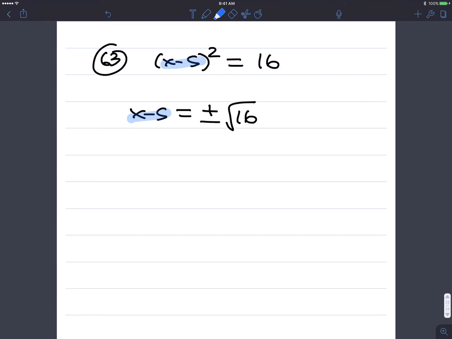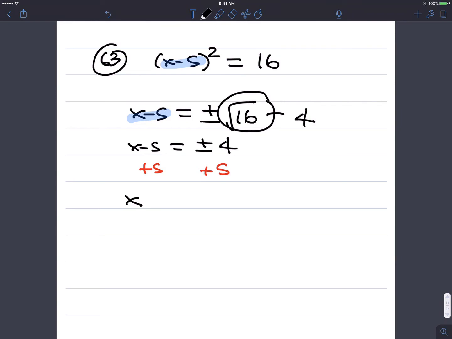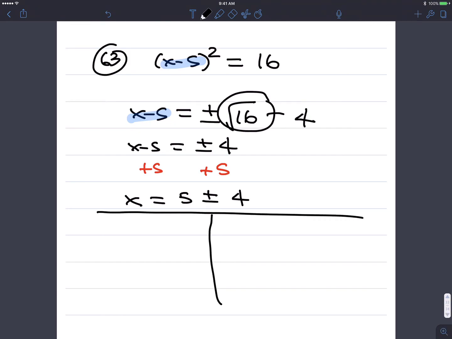Okay, we're going to emphasize that. That's what's in the triangle. Now notice, x minus 5 then becomes plus or minus 4 because the square root of 16 is 4. This number is 4. We're solving for x. Add 5 to both sides, and on the left, you get x equals 5 plus or minus 4. Two situations. X is 5 plus 4, or x is 5 minus 4.